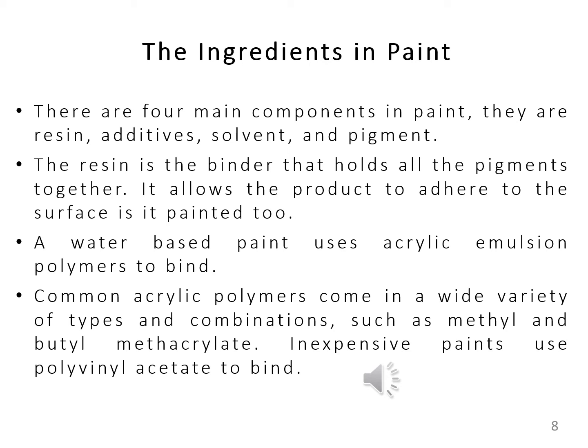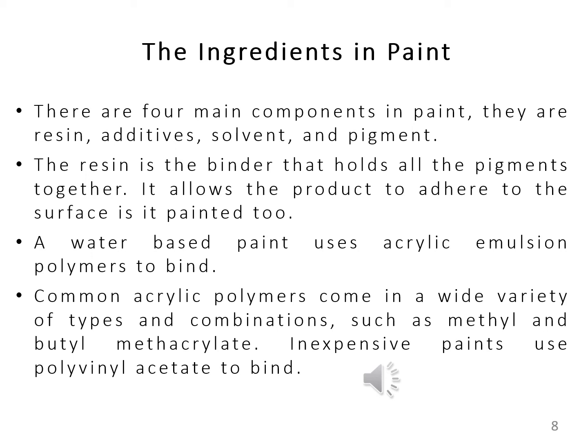A water-based paint uses acrylic emulsion polymer to bind. So in water-based paints, which compounds are used for the purpose of binding? In water-based paints, acrylic emulsion polymers are used to bind. The acrylic emulsion polymers work as a binder for water-based paints.